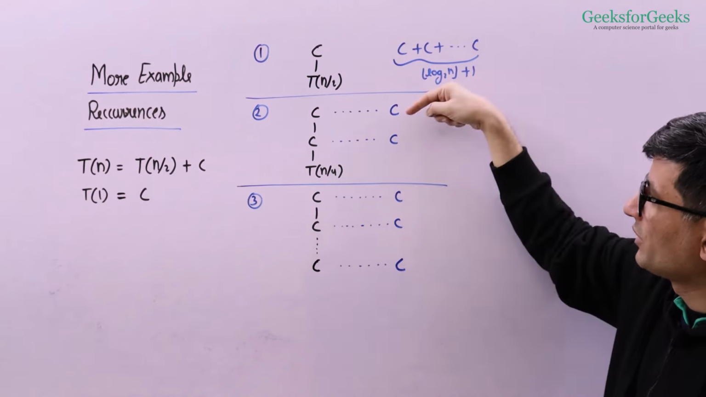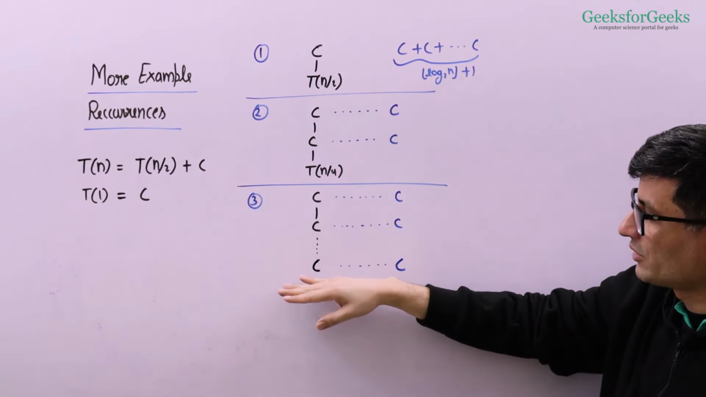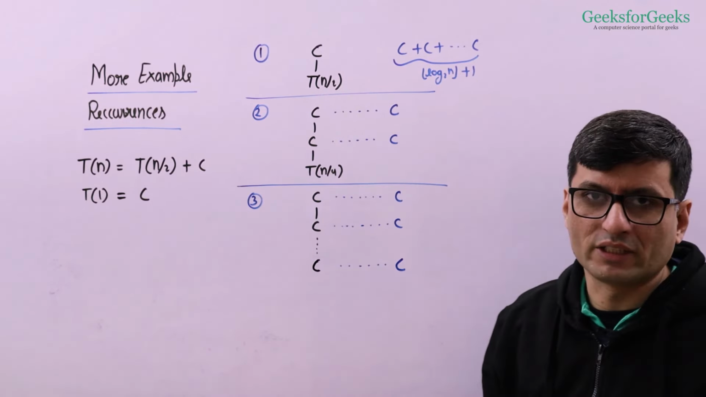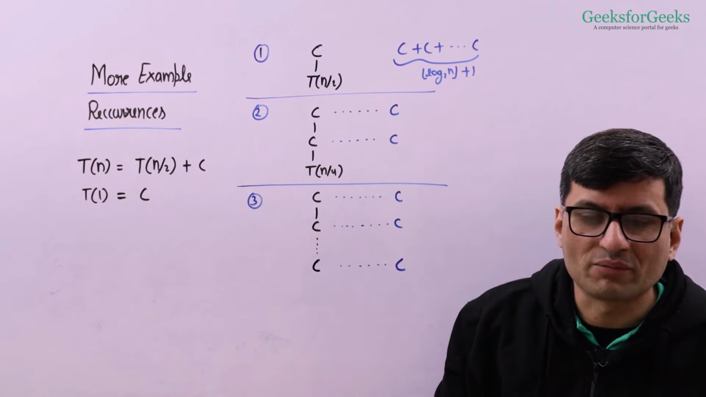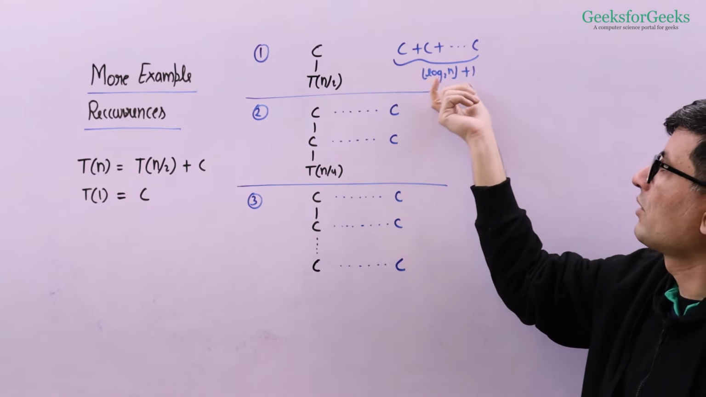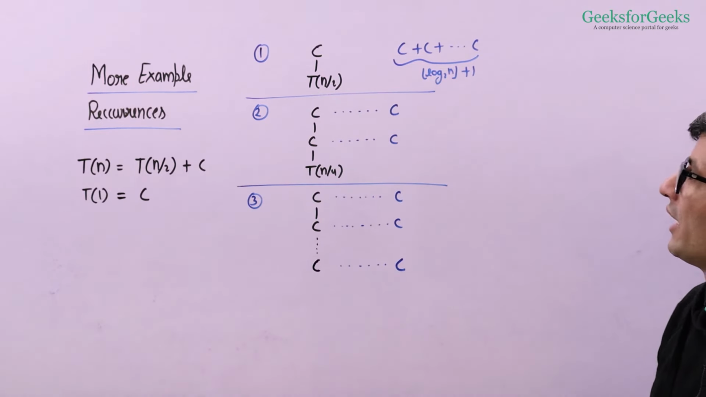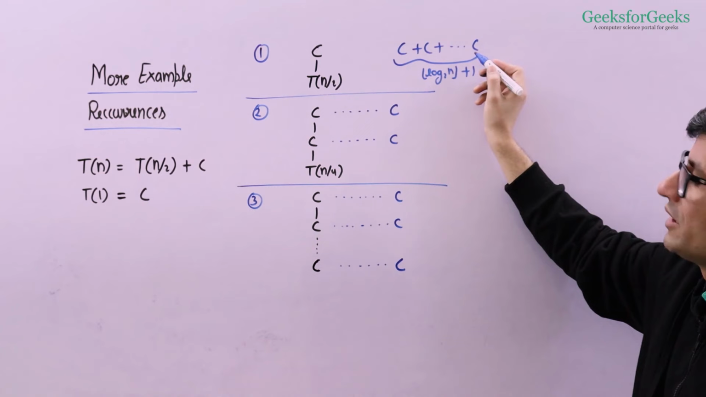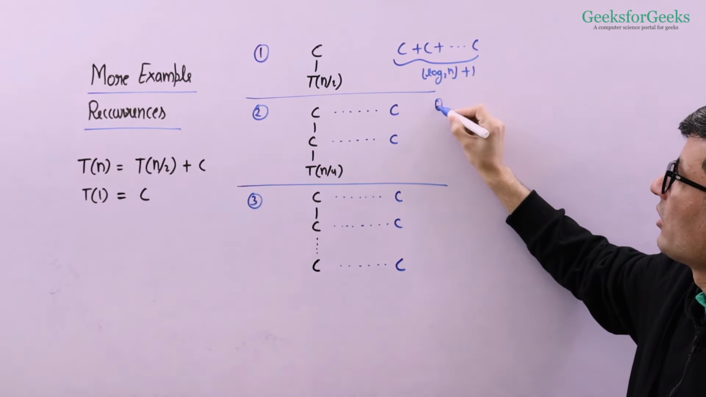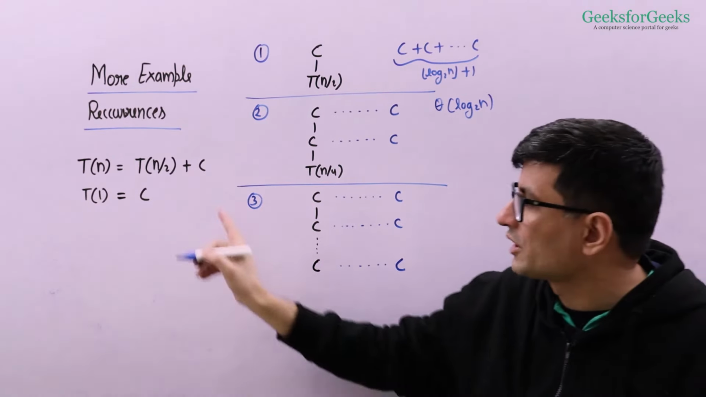Now we see a pattern. We are doing C work here, C work here, and C work at the next level also, and C work is going to happen at the last level also. We just need to find out how many levels we have. We've discussed one such example earlier, right? When you divide n by 2, in such cases, we have floor of log of n base 2 plus 1 levels. And we are going to have this many C's. So what is the summation of the series? It's clearly theta of log n, right? So that's the time complexity of this recurrence.